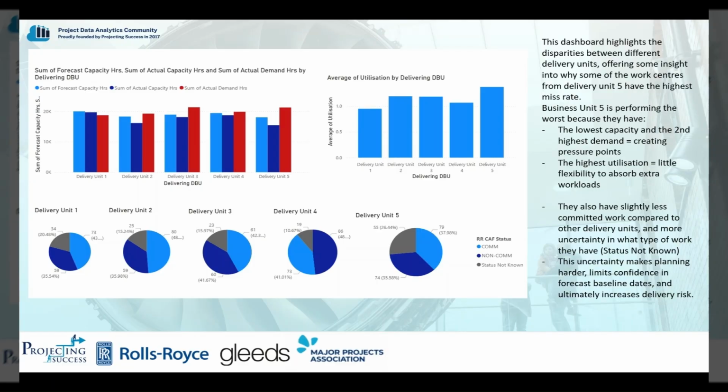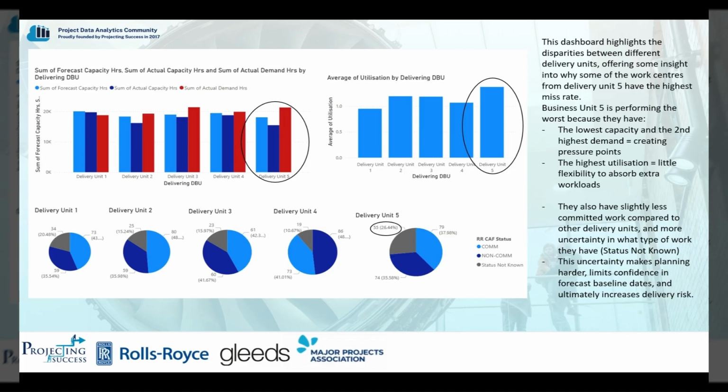This dashboard shows the disparities between delivery units, offering some insight into why some of the work centres from Delivery Unit 5 have the highest miss rate. Business Unit 5 is performing the worst because they have the lowest capacity and the second highest demand, creating pressure points, and the highest utilisation, which gives them little flexibility to absorb extra workloads.